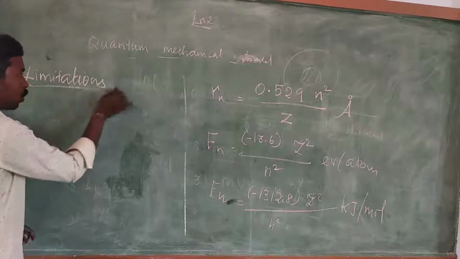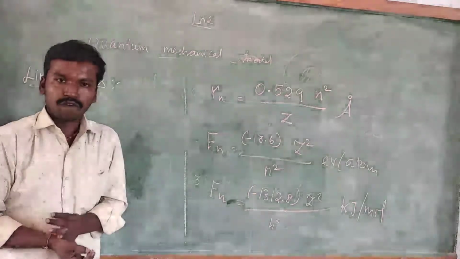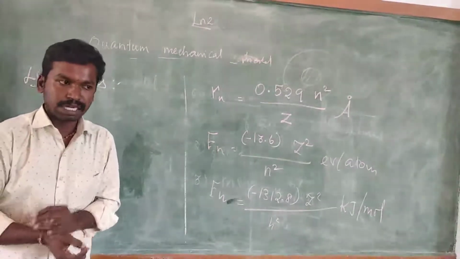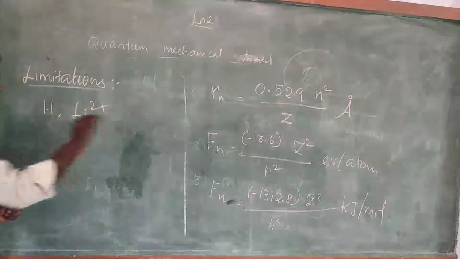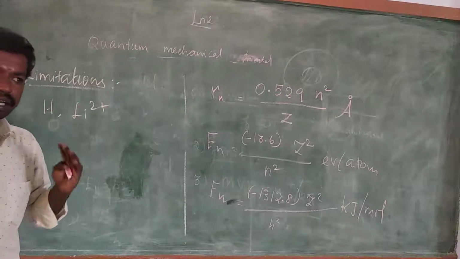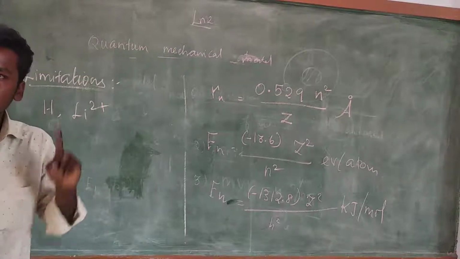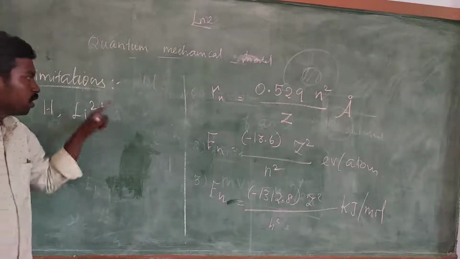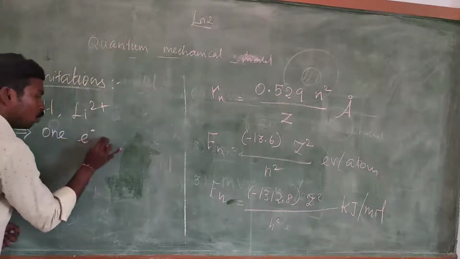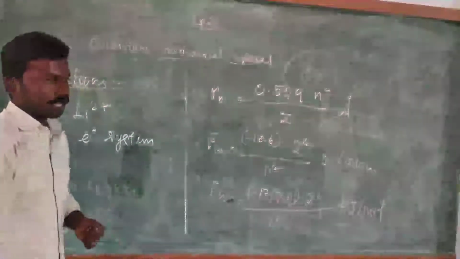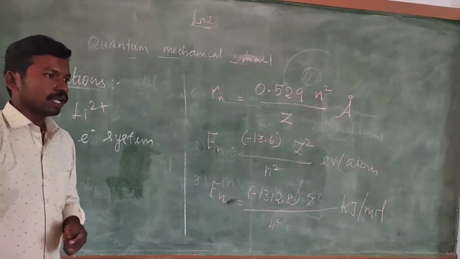Students, in the beginning itself I told you that Niels Bohr derived his concept only for what kind of atoms? For one electron systems. In this species, one electron. For example, hydrogen, then lithium 2+. So these species will have one electron, and he didn't apply his concept to polyelectron, many electron systems. That is the first disadvantage or limitation of the Niels Bohr atomic model. It is applicable only to one electron systems. It doesn't explain about polyelectron systems.